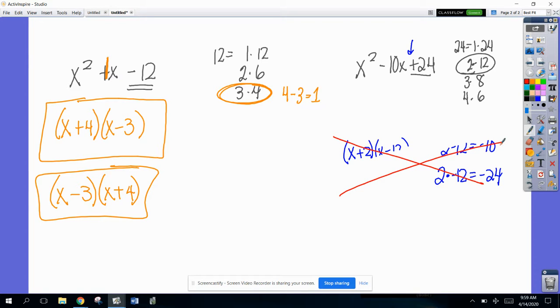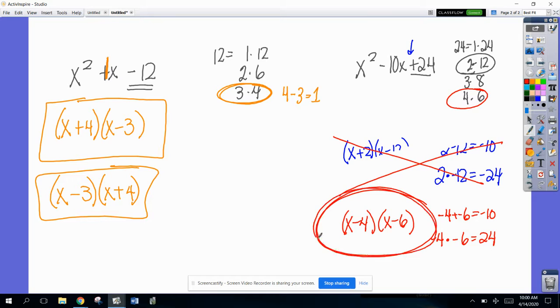So my next bet, when I look at this list, is what gives me 10. I'm going to pick 6 and 4. Well, if I have a 6 and a 4 and I want to get negative 10, then I would have to have x minus 4 and x minus 6. And again, I'm going to take 2 seconds and check. Negative 4 plus negative 6 gives me negative 10. And negative 4 times negative 6 gives me positive 24, which is what I want. And so this is my answer.